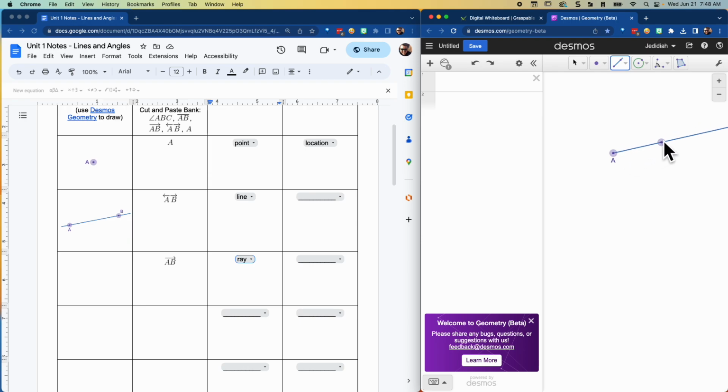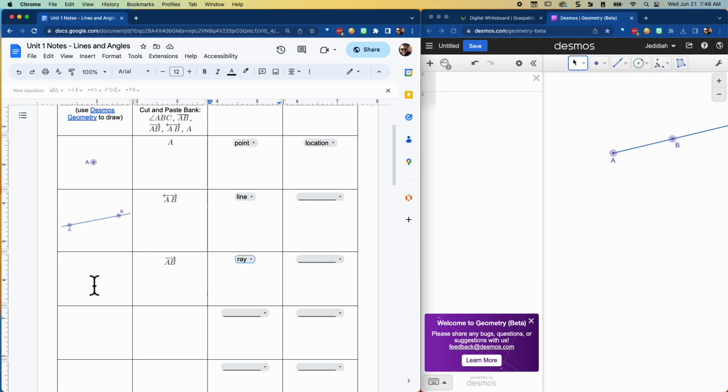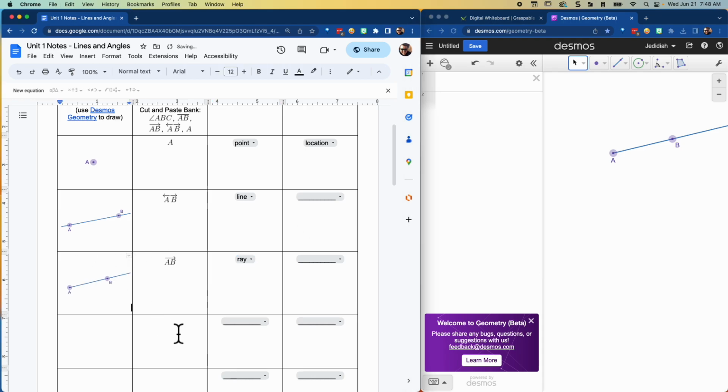And so now I can click on A and then go from there, meaning that it's stopped at A, but it goes through the other one, which happens to be B. I'll click on that point, three dots, label it, and now it's ray AB. So let's take a screenshot of that one. It's nice that my screenshot's in the same area, so I don't have to resize it.